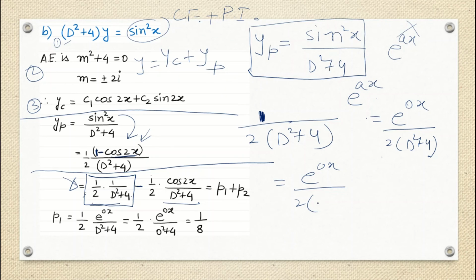So 0 square 0. 0 plus 4, that is 8. So 1 by 8. So we got this is 1 by 8. So P1, that means part 1 of Pi. So this is 1 by 8. Now we will be seeing how to find P2.